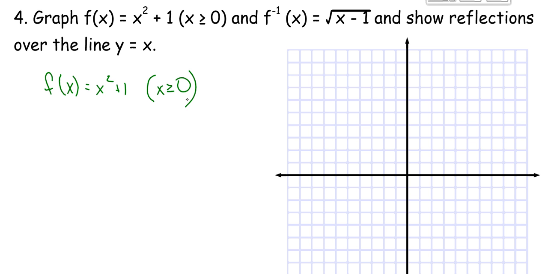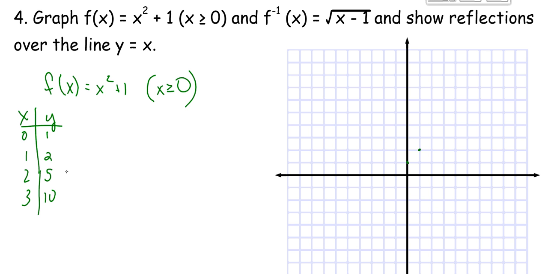It's just from 0 on. So let's think about putting 0 in there. If I put in 0, I get 0 plus 1, which is 1. If I put in 1, I get 1 squared, which is 1, plus 1 is 2. Maybe I'll just make a little table: x, y, 0, 1, 2, 3. So 0 gives 1, 1 gives 2, 2 squared is 4, plus 1 is 5. 3 squared is 9, plus 1 is 10.